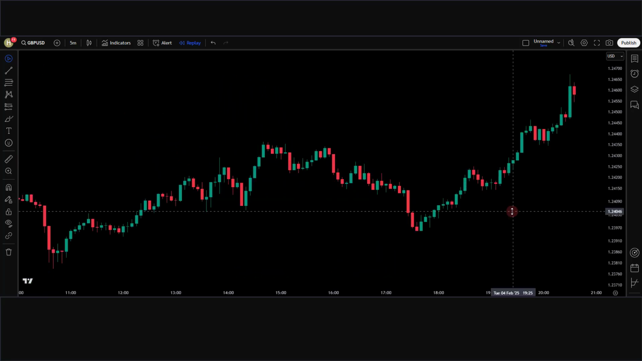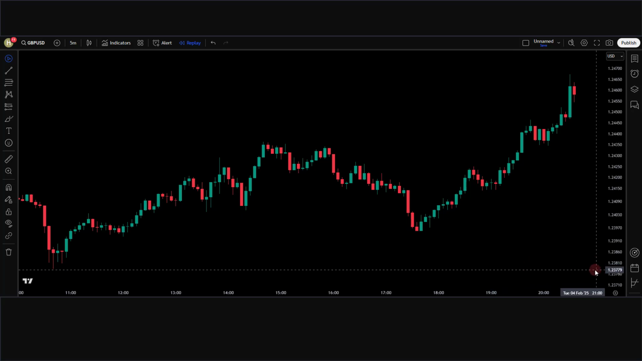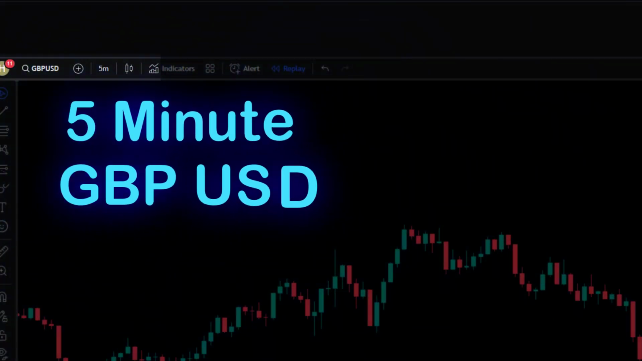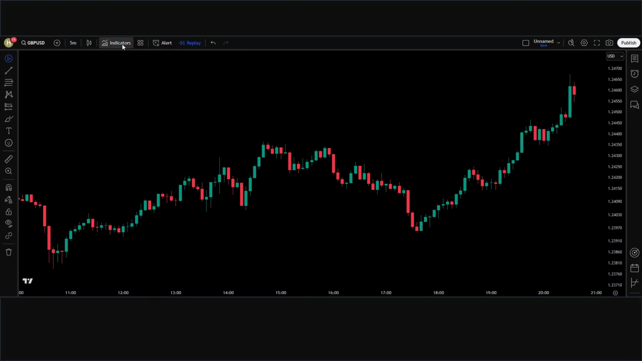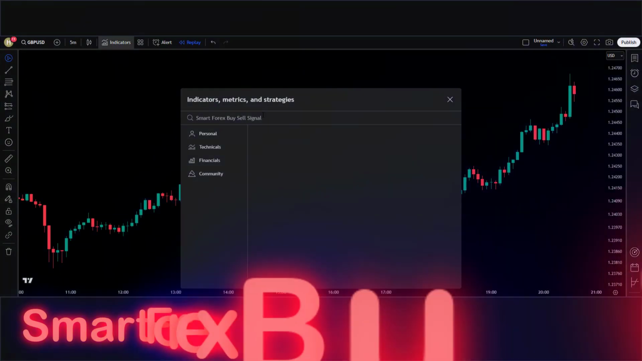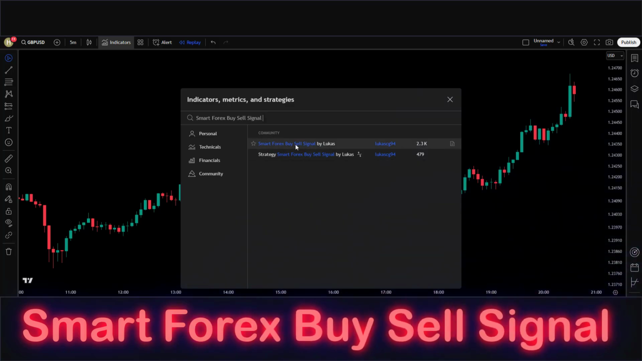Now let's create a trading setup. First, open a clean chart in TradingView. We are going to test this strategy on the 5-minute time frame in the chart. Now let's add the indicator to the chart. The first indicator name is Smart Forex buy sell signal.